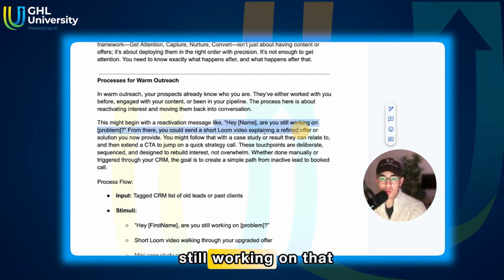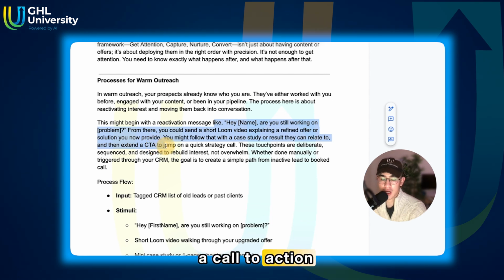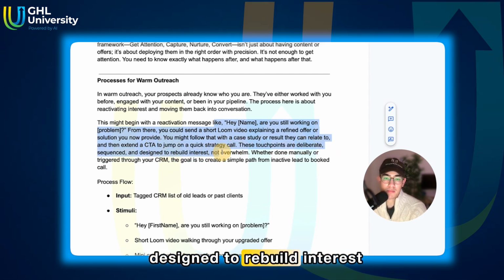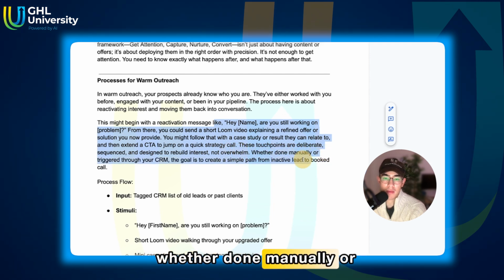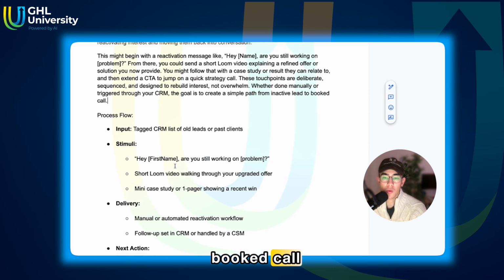So, hey, are you still working on that problem? From there, you could send a short Loom video, refining what your actual offer is, with a call to action to jump on a call with you. These touch points are a deliberate sequence designed to rebuild interest, not overwhelm. Whether done manually or triggered through the CRM, the goal is to create a simple path from inactive lead to booked call. This is the flow.